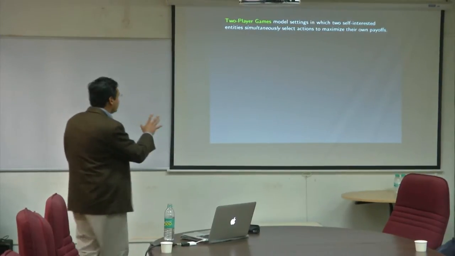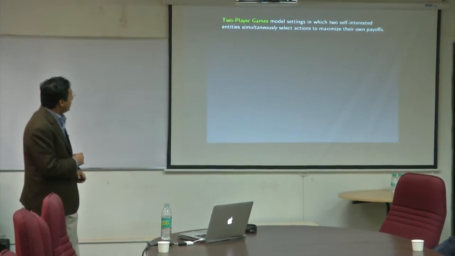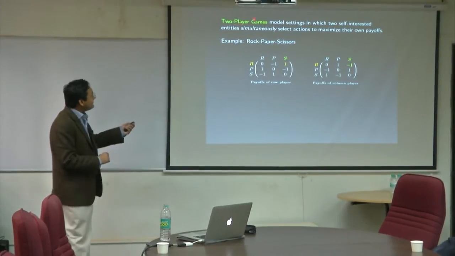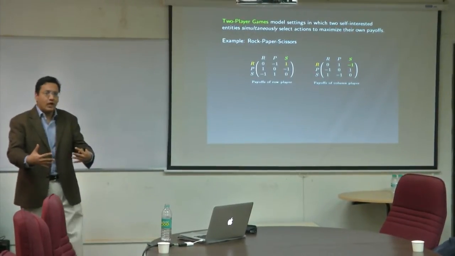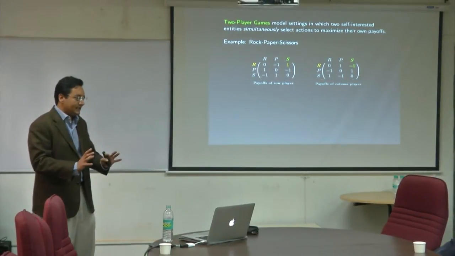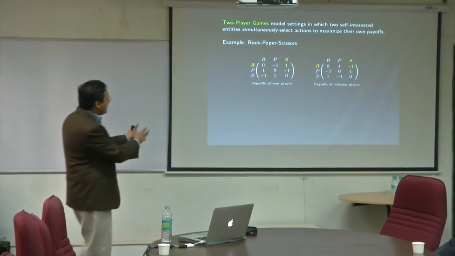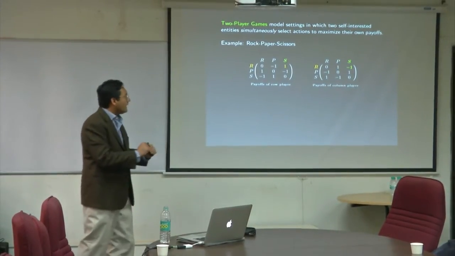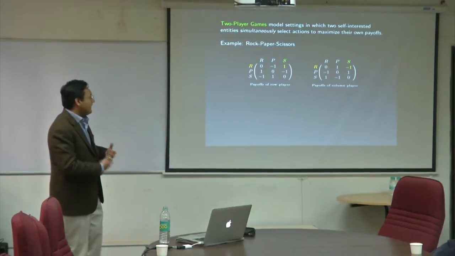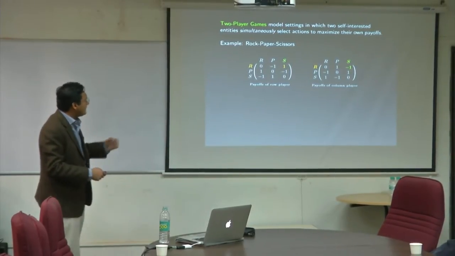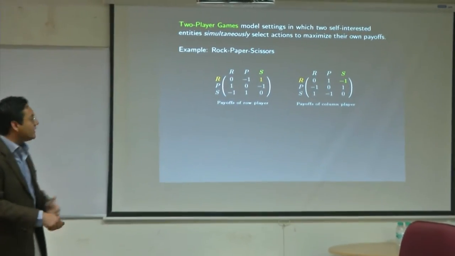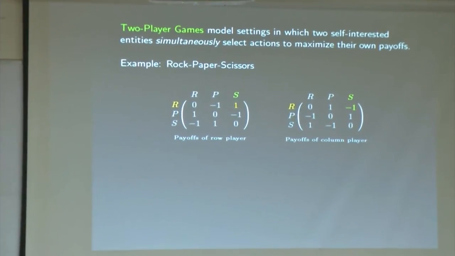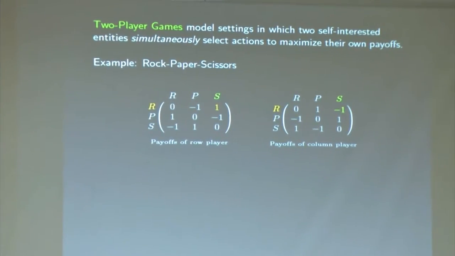To get this model right, let me use a very simple example. Typically in these games, I list out the payoffs of the players as matrices. So I have two matrices. The first matrix is the payoff of the first player. The second matrix is the payoff of the second player. These matrices list out the payoffs of the players in the sense that the actions of the first player index the rows of these matrices and the actions of the second player index the columns of these matrices.